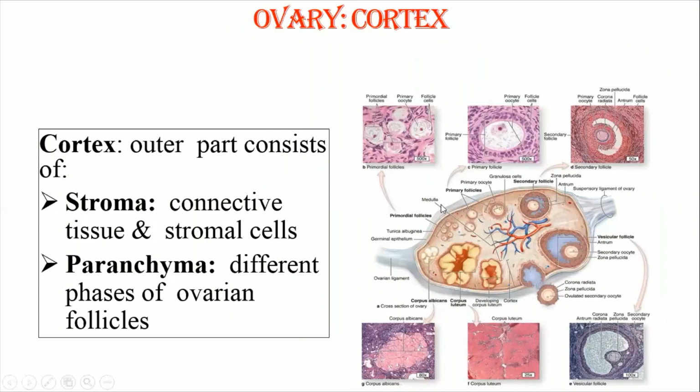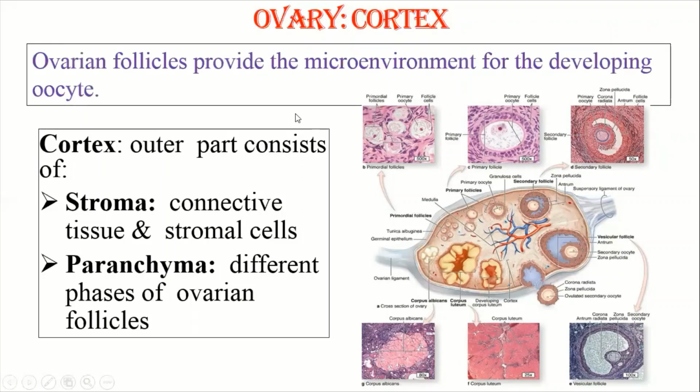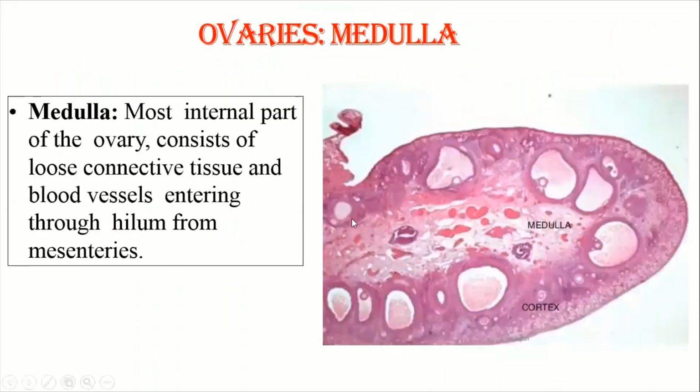Now, the cortex. First, we are going to discuss the cortex. The cortex consists of dense connective tissue in between the parenchymal tissue, which are the ovarian follicles. Follicles form the parenchyma, surrounded by the connective tissue called stroma. Ovarian follicles provide a microenvironment for developing oocytes. Next is the medulla, where, as I mentioned earlier, we have lots of blood vessels. It is loose connective tissue, and lymphatics will be there. This is the central part, lightly stained, surrounded by the cortex.